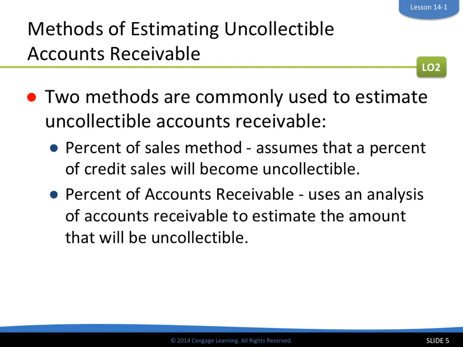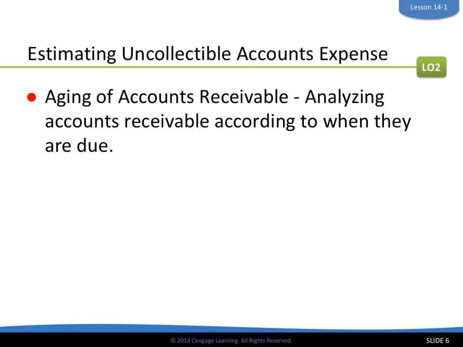Right, so there's two ways that we can calculate our uncollectible accounts receivable. The first is the percentage of sales method, where I just take a certain percentage of my sales that I think are not going to be collectible. Then I also have a percentage of accounts receivable. I just take a percentage of my accounts receivable that I think is not going to be collectible. An aging of accounts receivable is just a way that I can analyze my accounts receivable based on when they are due.